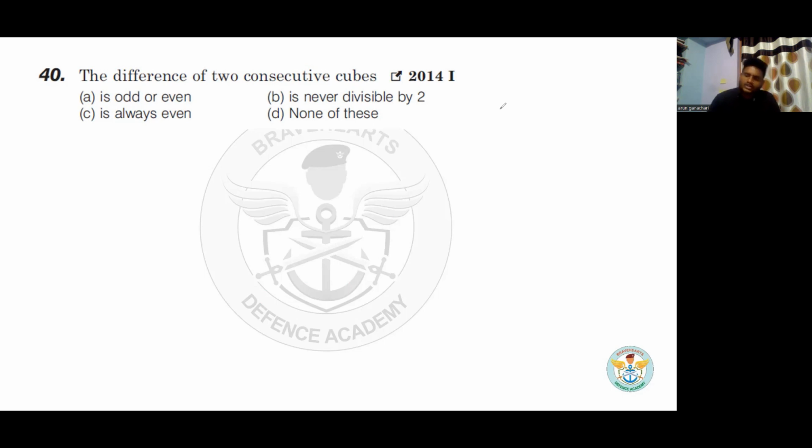The difference of 2 consecutive cubes. Take any 2 consecutive cubes. Let me take 3 and 4 itself. So what is 4 cube? 4 cube is 64. And what is 3 cube? 3 cube is 27. What is 64 minus 27? How much am I getting? 14 minus 7 is 7. 6 minus 3 is 3. So I'm getting 37. So I'm never getting even.